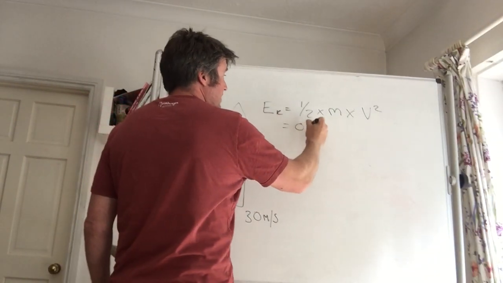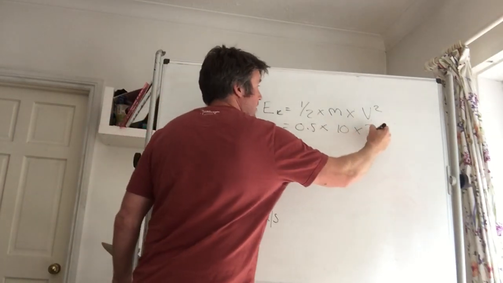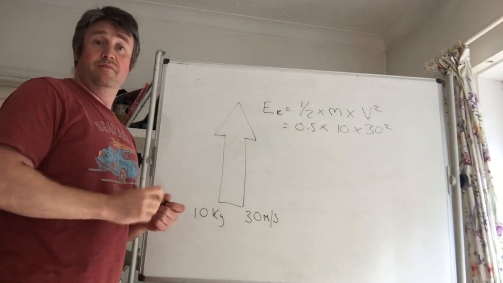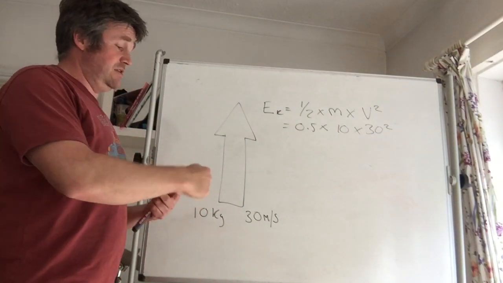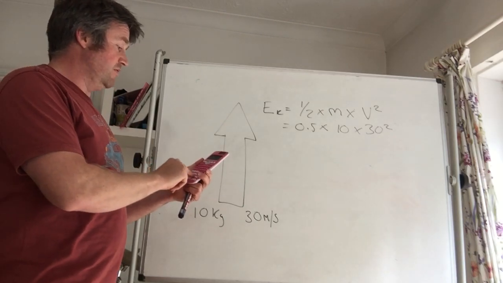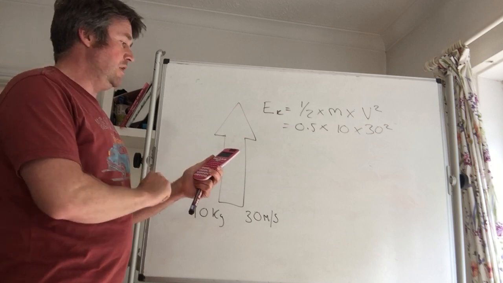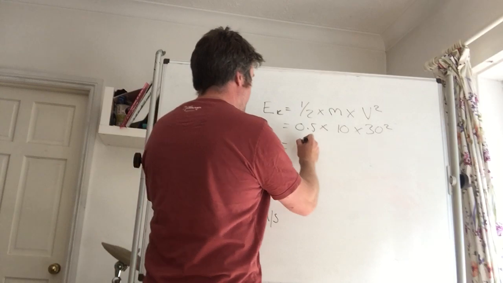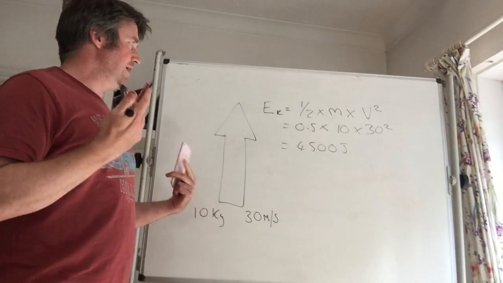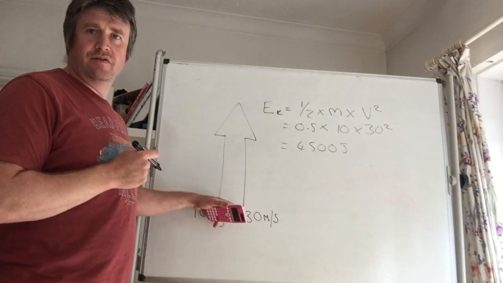So plug my values in: 0.5 times my mass, 10, times my velocity, 30 squared. I always do that because I get a mark just for putting the values in. So, substituting the values, you get a mark. I put that into my calculator, 0.5 times 10 times 30, press the squared button, and I get 4,500 joules. So that is the maximum kinetic energy when it left the ground.